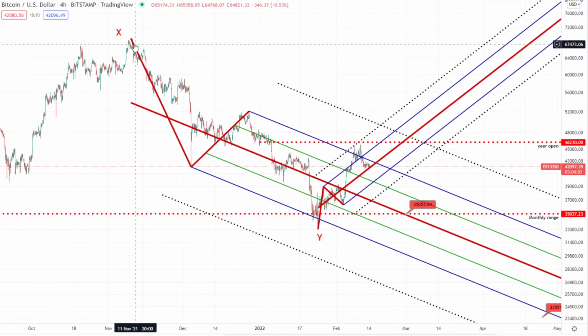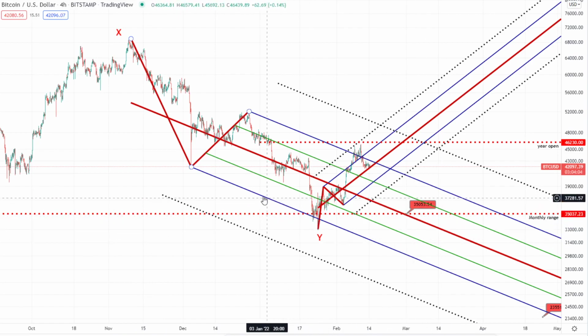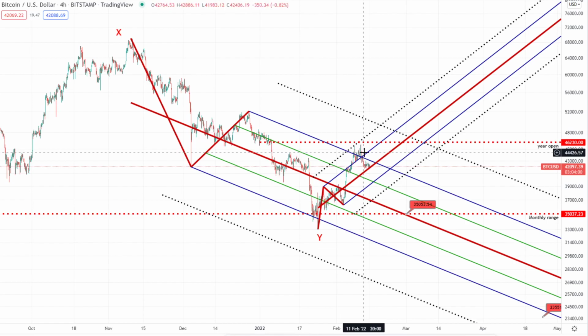So we've got the major pitchfork here, and obviously the price action is being held by the lower median line and the upper median line. This is generally the boundaries. You can see a slight overshoot of the lower median line, which allowed for a slight overshoot of the upper median line, but ultimately we're still back within the downward trend here.